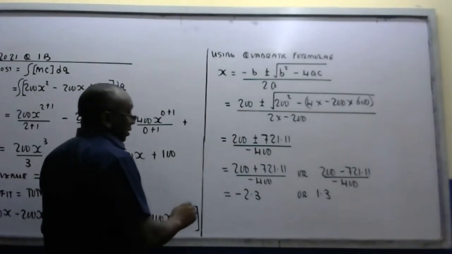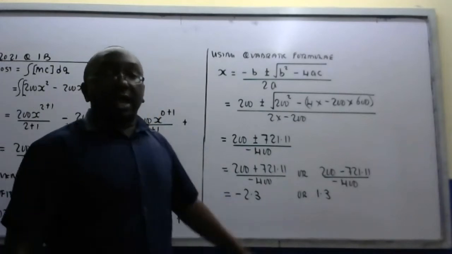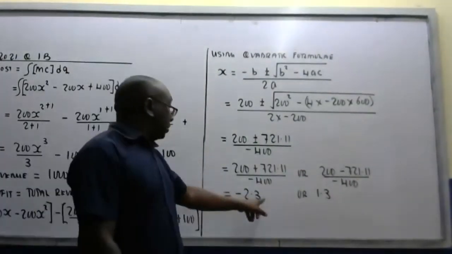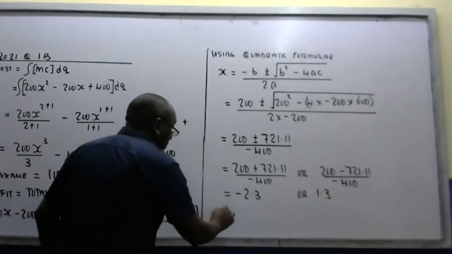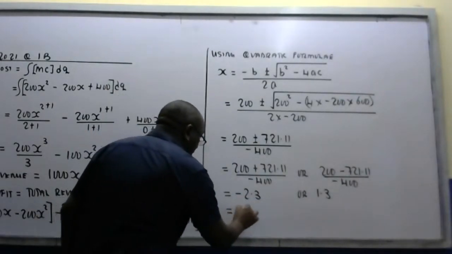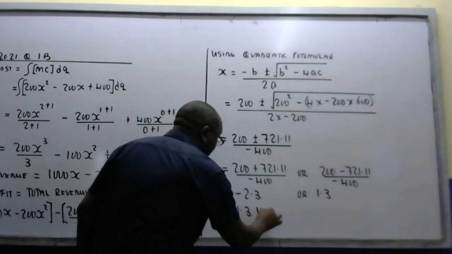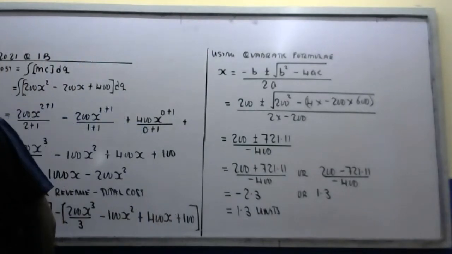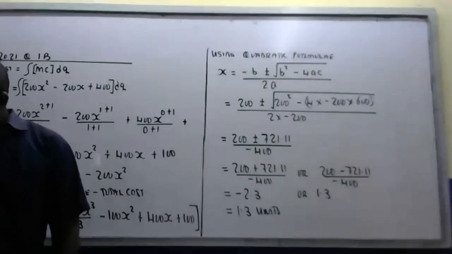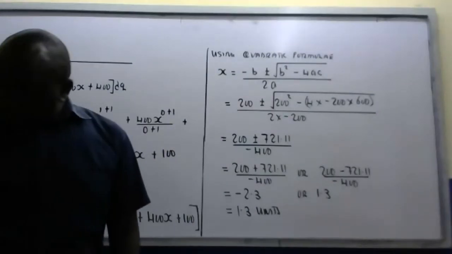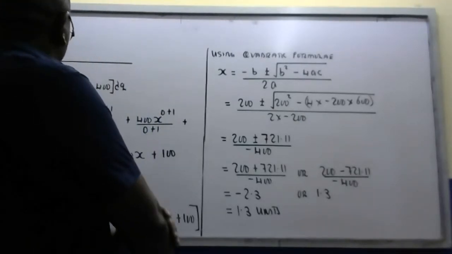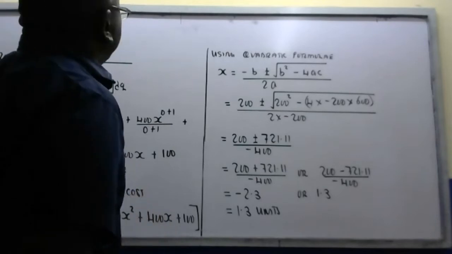So now, units cannot be negative, so we disregard this one. We take the positive, 1.3 units. So that is the optimal output. From there now, we are told to get maximum profit.